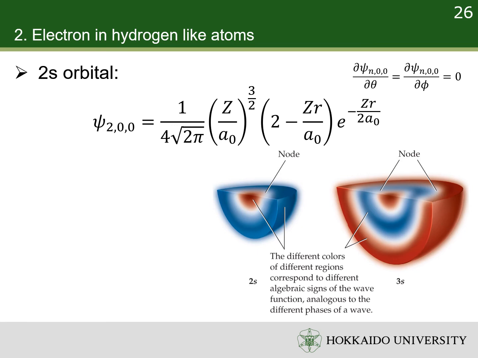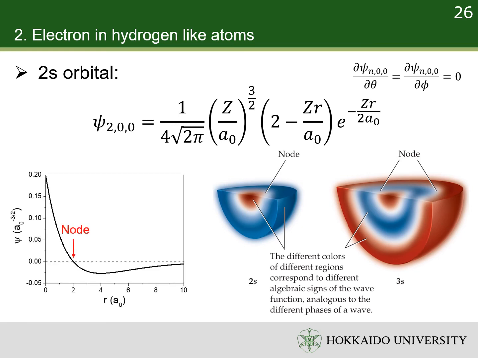In contrast with the 1s orbital, the 2s orbital has a node. In three-dimensional space, a node is a surface where the wave function is 0. The node of the 2s orbital is a sphere. Additionally, the signs of the 2s orbital inside the node and outside the node are opposite from each other. The 3s orbital has two nodes, and the wave function has opposite signs on the two sides of each node.